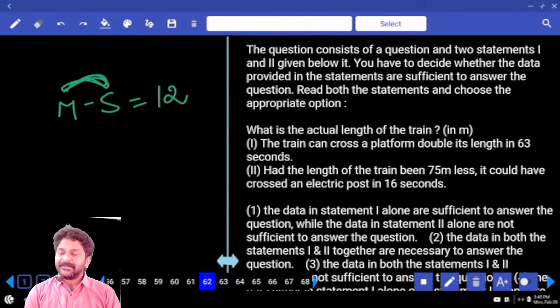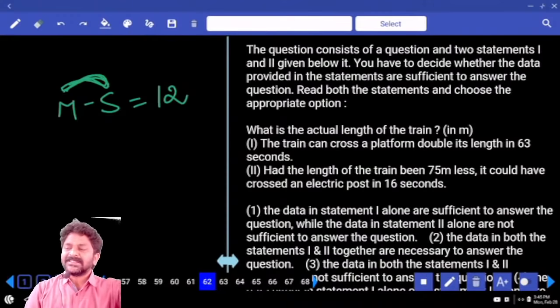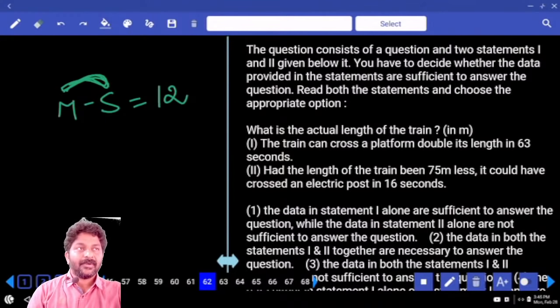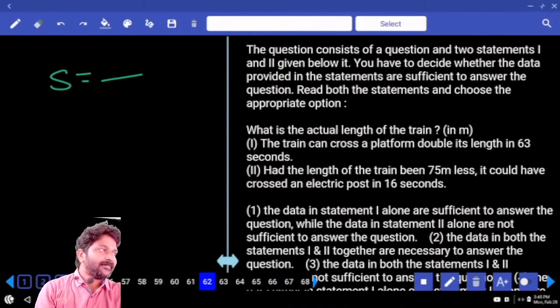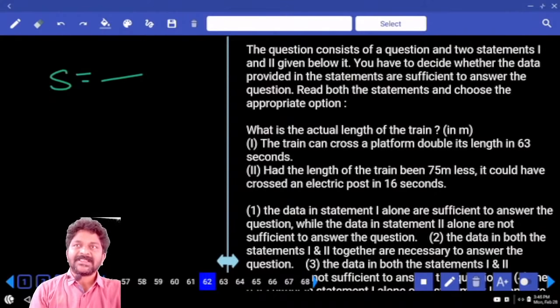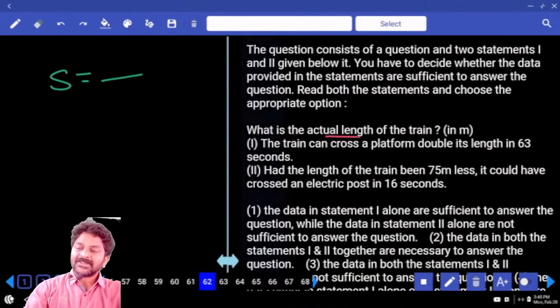What is the actual length of the train? A train can cross a platform double its length in 63 seconds. Can we answer this question? Why? Because speed is not there. The train length is what we have to calculate.